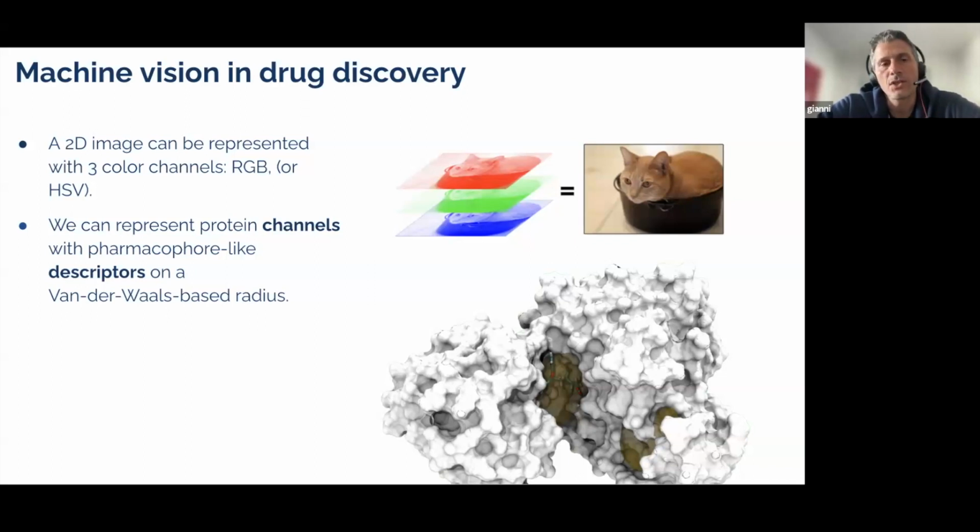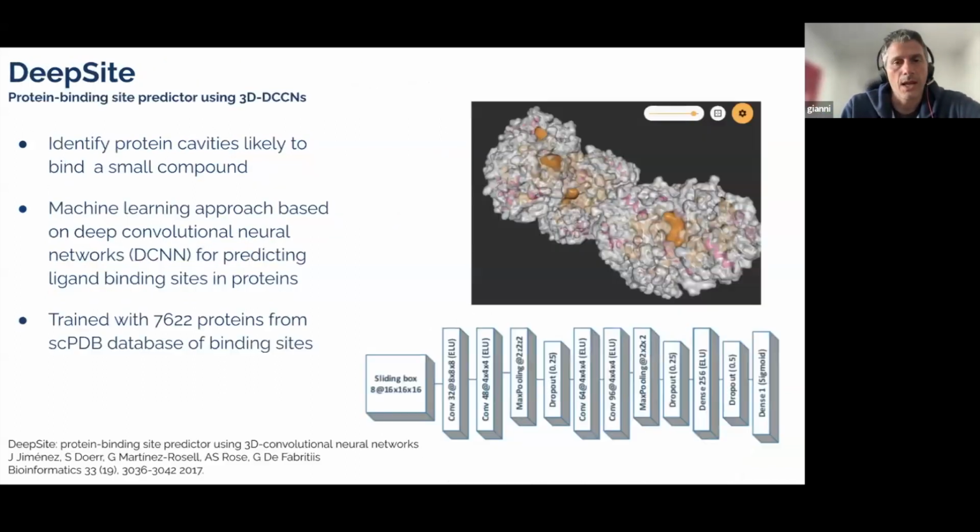Each color could be some sort of descriptor of the protein. The bottom here is a protein. It could be atom properties or anything like this. When we started to do this, 3D convolution had just come along in Theano, so we could start to do something straight away. And the first application of this sort was DeepSite.